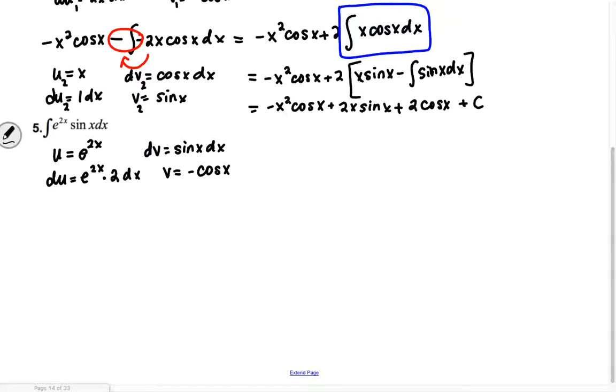So we started out and we're like, okay, we're good. We got negative, we got an e to the 2x, we got a cosine of x, that's our uv, minus the integral of the bottom row. So I'm going to pull out that negative. See how we have a negative and we have a 2. So I'm going to have plus 2 times the integral of e to the 2x cosine of x dx.